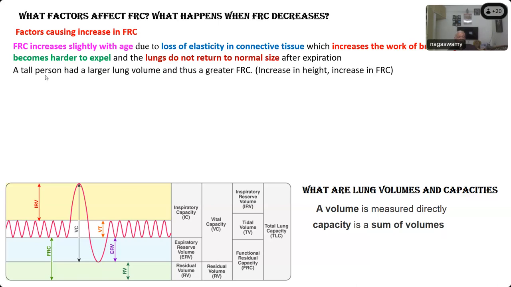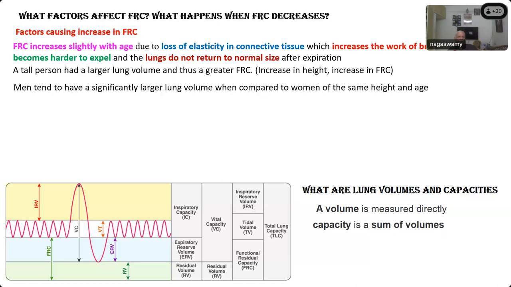Second is the person's height. We saw earlier the average length of the lung is 35 centimeters. If a person is much taller, he will have a larger lung volume, and so they will have greater FRC. Amitabh Bachchan is supposed to have a larger FRC because he is very tall. And men tend to have a significantly larger lung volume when compared to women of the same height and weight. So gender-wise, men have slightly increased FRC compared to women. So three factors which cause increase in FRC are increasing age, increasing height, and male gender.